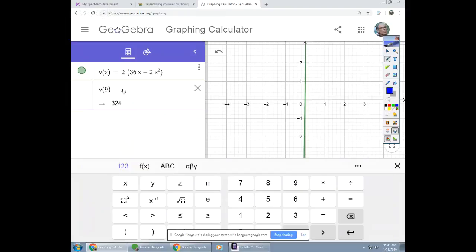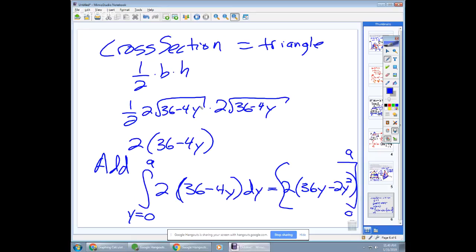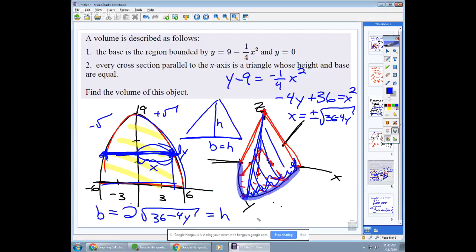You know, that's a good thing to do sometimes. But you got to draw a picture. So pictures are going to be required. I'm going to say, set this volume up. I want to see a picture of the base and I want to see a picture of the cross section.